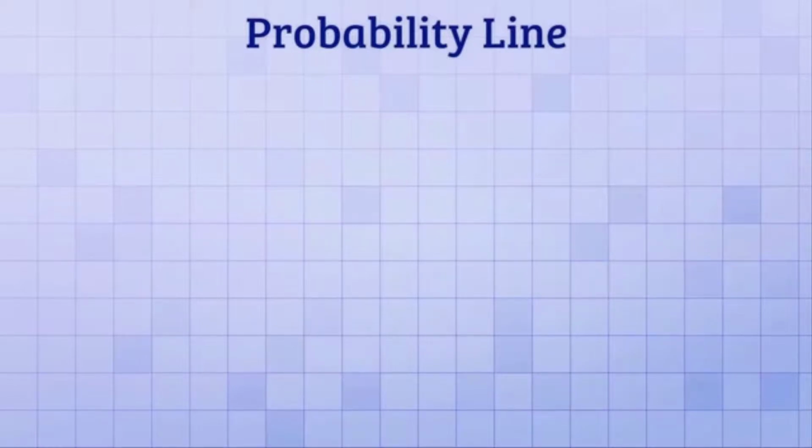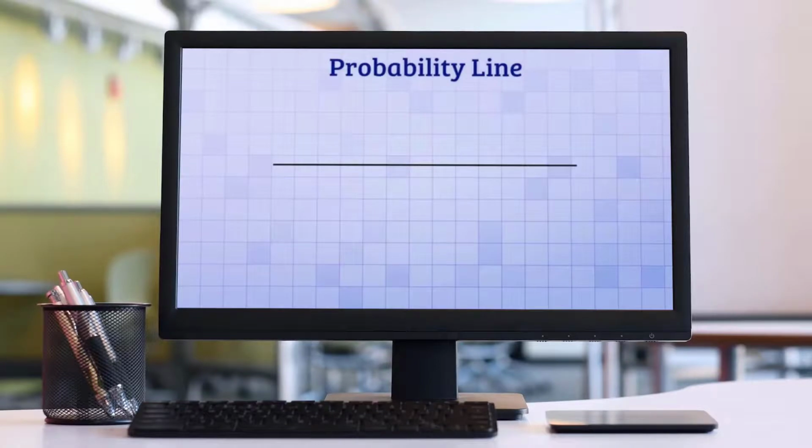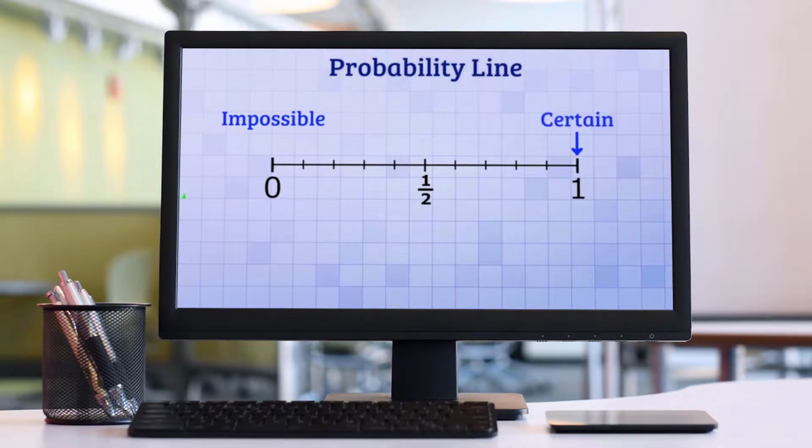We are going to make this clear on the probability line. It's a number line that goes from 0 to 1. A probability of 0 means that an event cannot happen. It's impossible. And a probability of 1 means that an event is definitely going to happen. It's certain. That's why the probability line only goes from 0 to 1. An event can't be less likely than impossible, and it can't be more likely than certain.